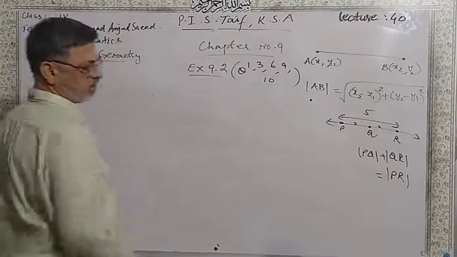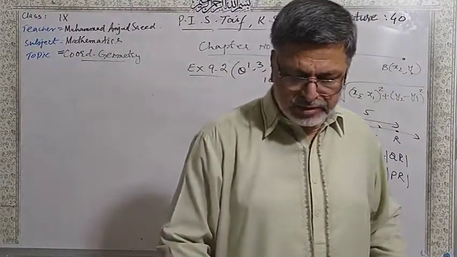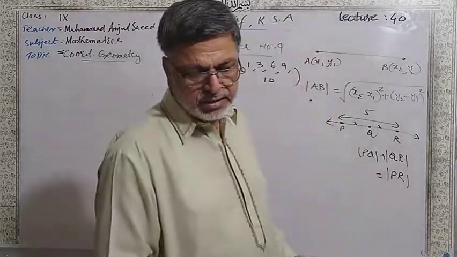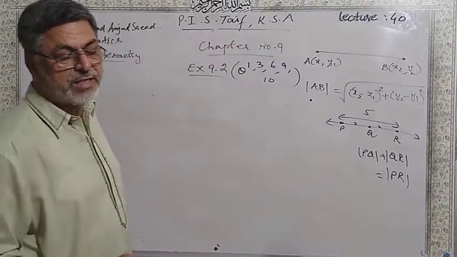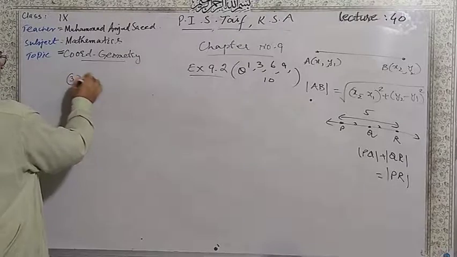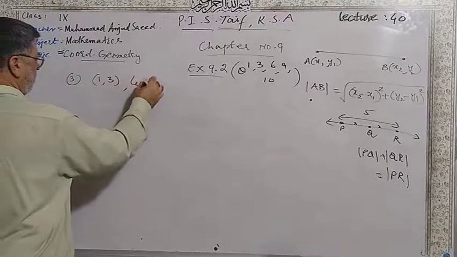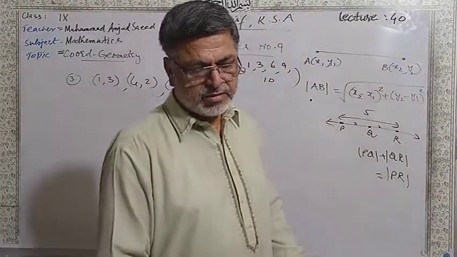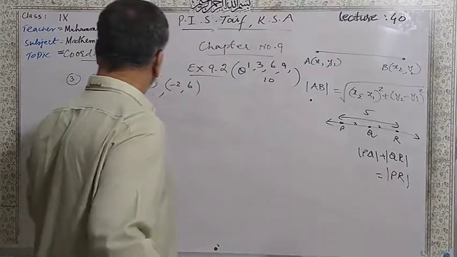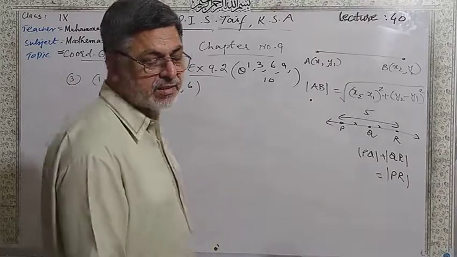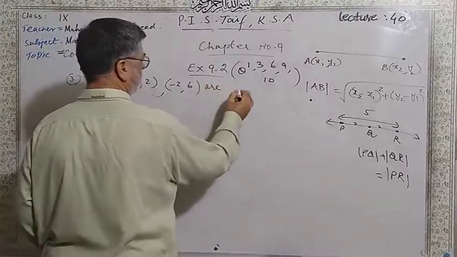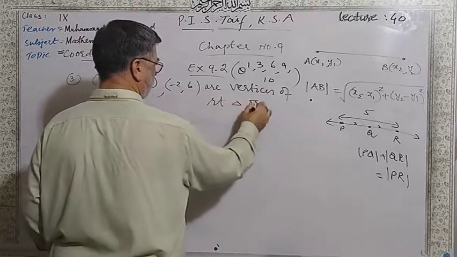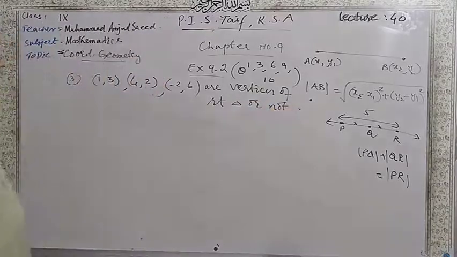After that, we have question number 3. Show whether the points 1, 3, 4, 2 and minus 2, 6 are vertices of a right triangle or not. This is your question number 3.